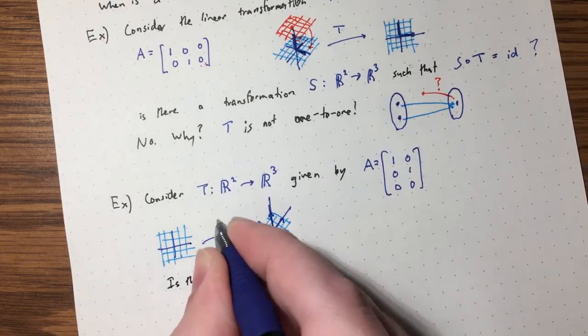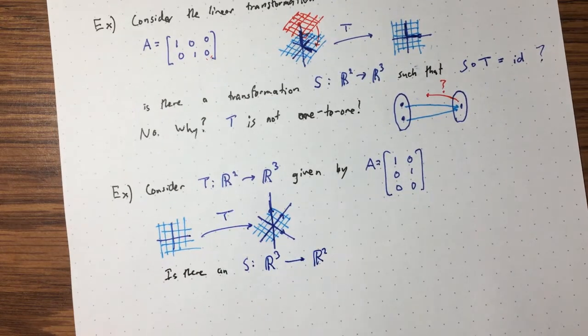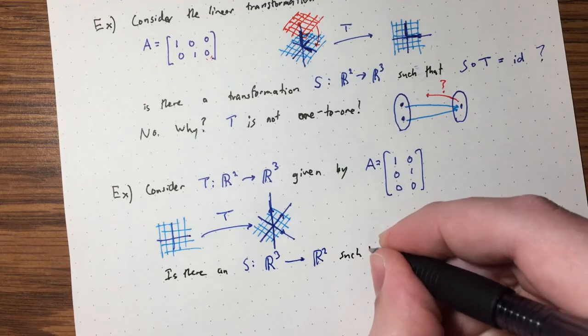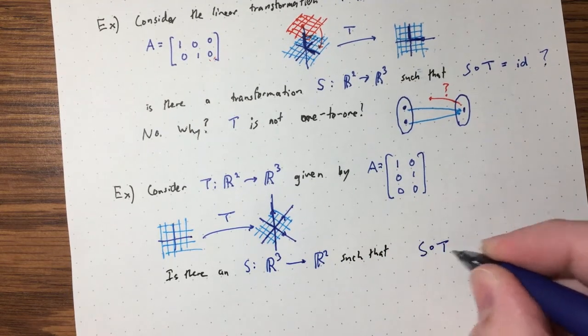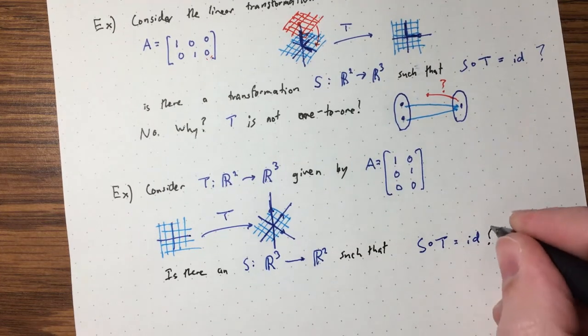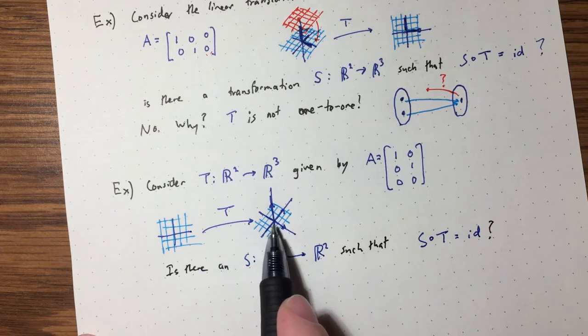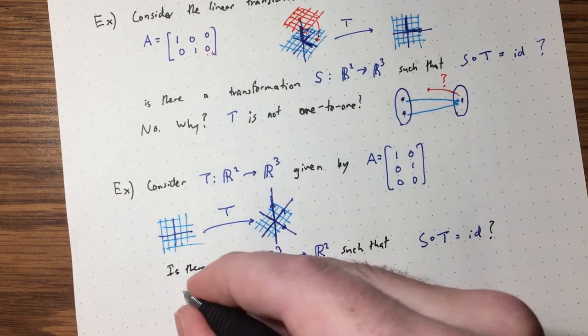So here's my T. R3 back to R2 such that if I do T and then S, I get the identity. Okay. Well, sure, right? So yes, in this case.